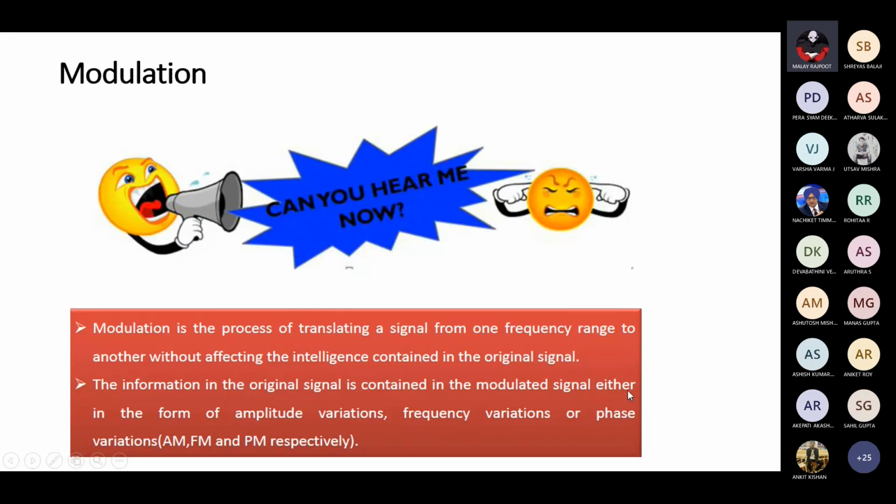The information in the original signal is contained in the modulated signal, either in the form of an amplitude variation, frequency variation, or phase variation. That's why it's called AM, FM, and PM respectively. So we have these three different types of modulation: amplitude, frequency, and phase modulation.